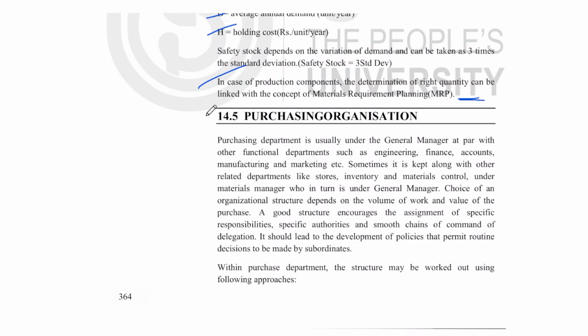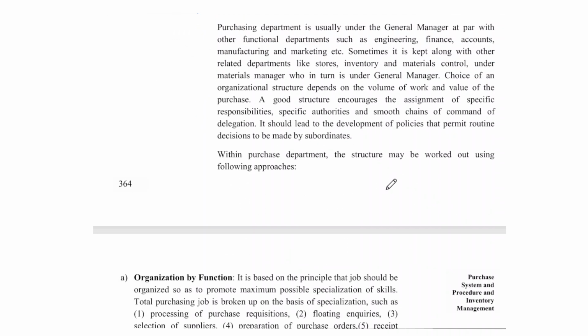Next is purchasing organization. The purchasing department is usually under the general manager, at par with the other functional departments such as engineering, finance, accounts, manufacturing, and marketing. Sometimes it is kept along with other related departments like store, inventory, and material control under a material manager, who in turn is under the general manager. The choice of organizational structure depends on the volume of work and value of the purchase.